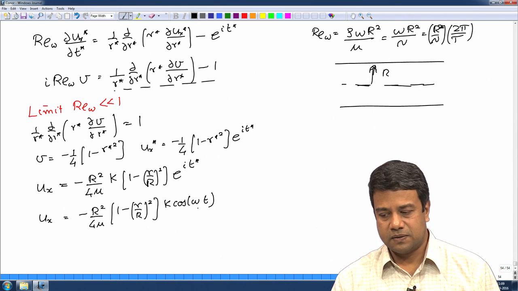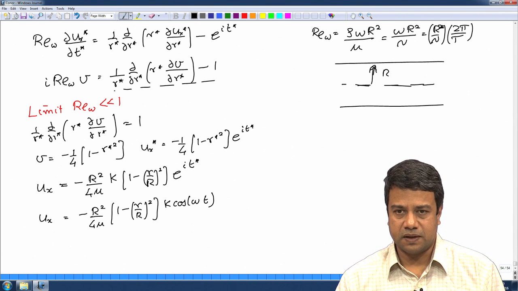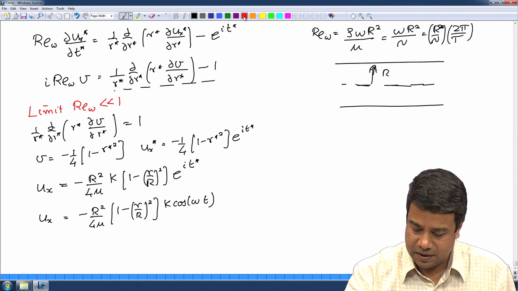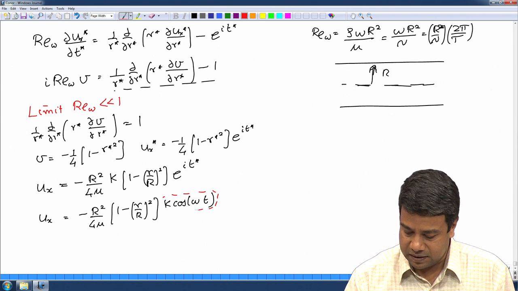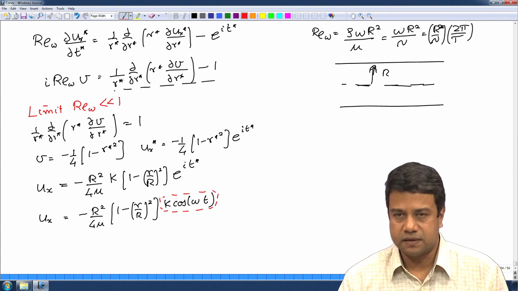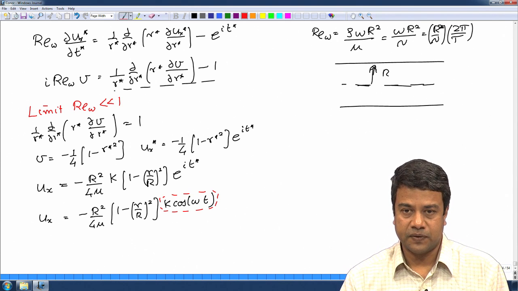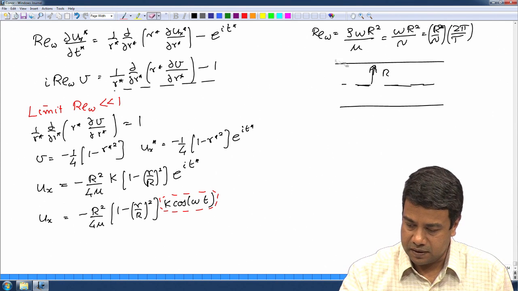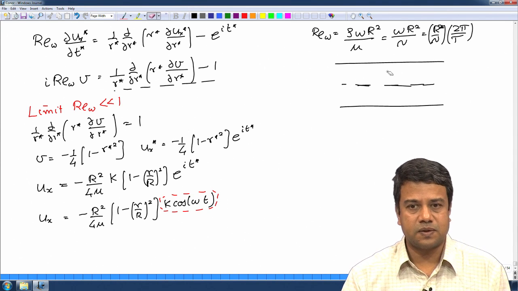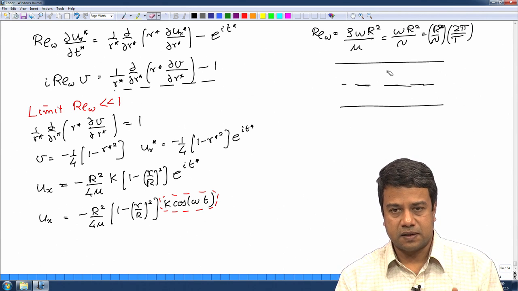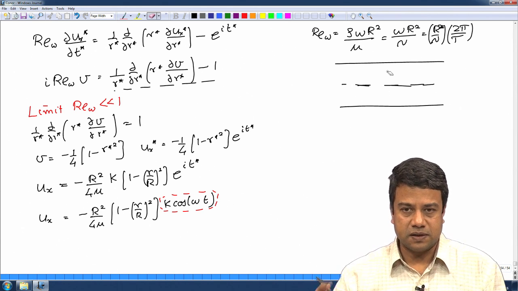So, we get back the parabolic velocity profile, except that instead of a steady pressure gradient, we now have this oscillatory pressure gradient. So, at each instant in time, the velocity profile is a parabolic profile, except that it has a pressure gradient which corresponds to the value of the pressure at that particular point in that oscillatory function.